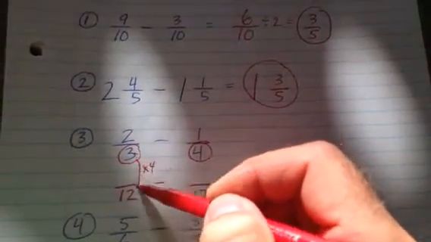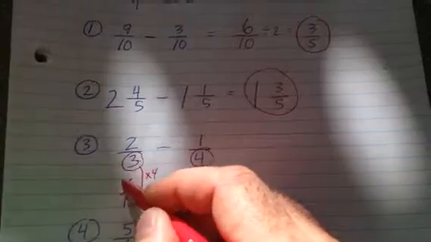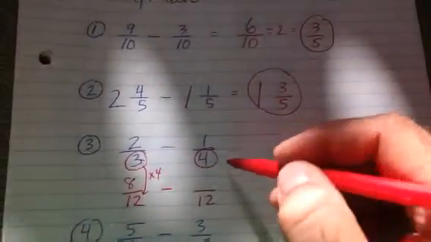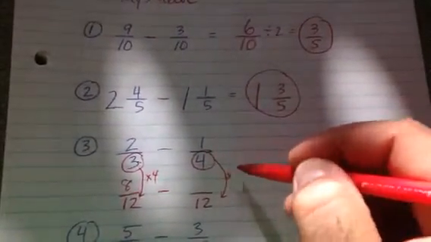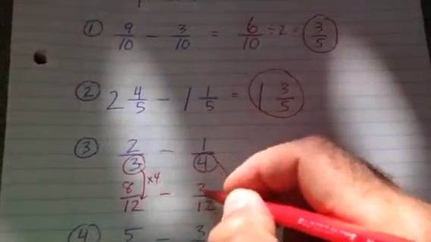So whatever I do to the bottom number, I do to the top number. So 2 times 4 is 8. I put 8 up here. Here, 4, how many 4's go into 12? That's 3. So 4 times 3 is 12. So 1 times 3, this is 3.